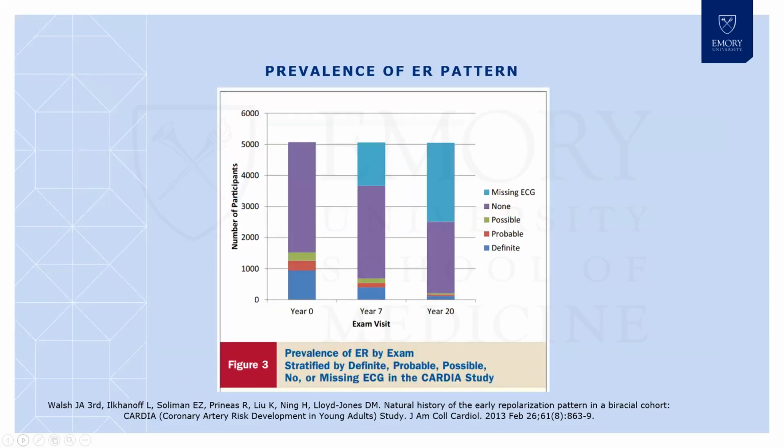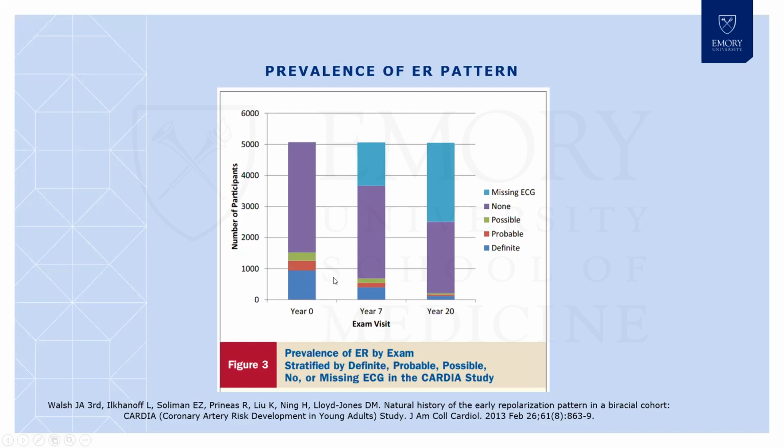And then they asked the question, so what happens with time? So sure, many patients have early repolarization early on. Do they retain this pattern? And they saw that actually most patients lose the early repolarization pattern. They don't retain that pattern in their EKG.